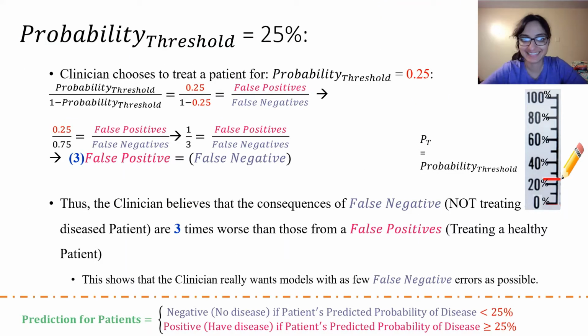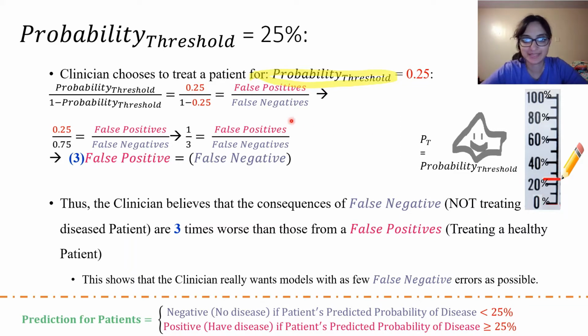So here's an example of an application of a probability threshold. Let's say that a clinician chooses to treat a patient who has a predicted probability of CHD, coronary heart disease, that is 25% or above. That is, the clinician has a probability threshold of 0.25. So on the scale here of probability thresholds between 0% and 100%, this is the clinician's probability threshold, 25%. This is where the clinician is at.